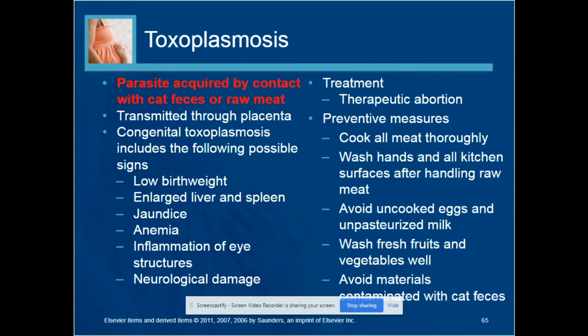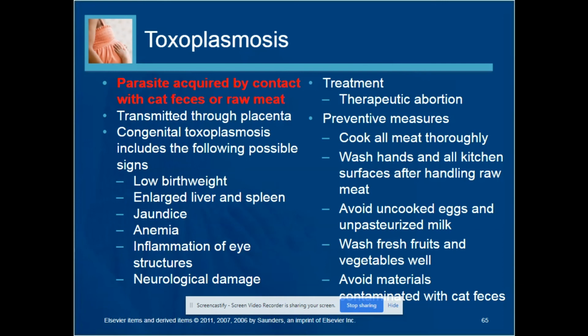Toxoplasmosis is the next one we're going to talk about, and it is a parasite. It is acquired by contact through cat feces or raw meat. It's transmitted through the placenta. It causes congenital issues like low birth weight, enlarged liver and spleen, jaundice, anemia, inflammation of the eye structures, neurological damage. Treatment is therapeutic abortion. Do you hear that? Treatment is therapeutic abortion. This is a big deal.